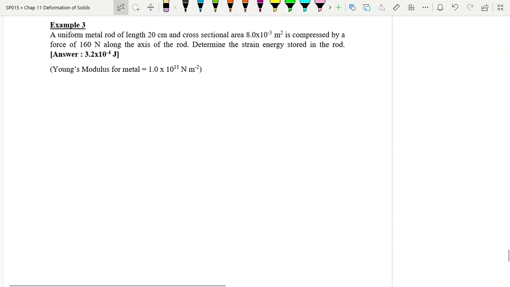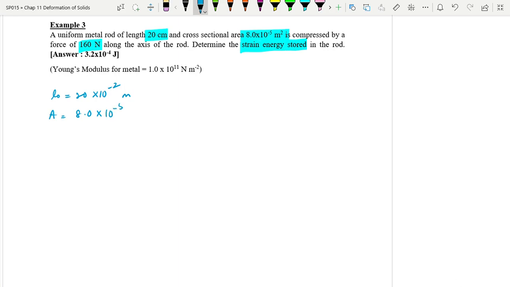Last example. A uniform metal rod of length 20 cm and cross-sectional area is compressed by a force of 160 Newton along the axis of the rod. Determine the strain energy stored in the rod. Okay, so length naught is 20 times 10 to the power of negative 2 meter. Cross-sectional area. Okay. Force of 160 Newton. Lagi kita ada Young modulus juga dekat sini.